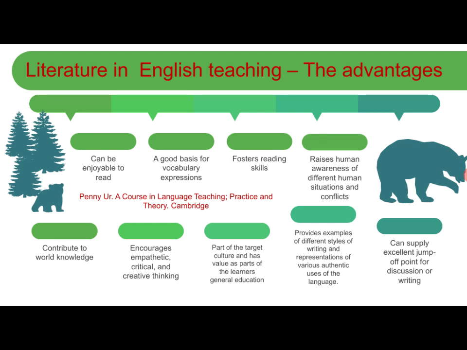Literary work raises human awareness of different human situations and conflicts. It contributes to world knowledge. It encourages empathetic, critical, and creative thinking as part of the target culture and has value as part of the learner's general education. It provides examples of different styles of writing and representations of various authentic uses of the language, and it can supply an excellent jumping-off point for discussion or writing. These are among the advantages of using literature in English teaching.